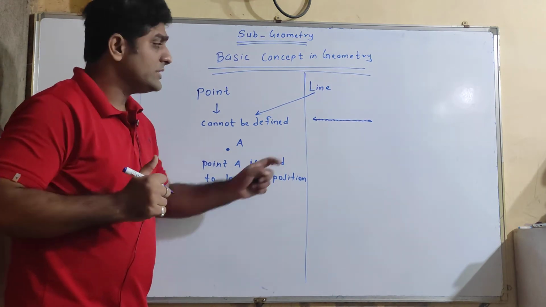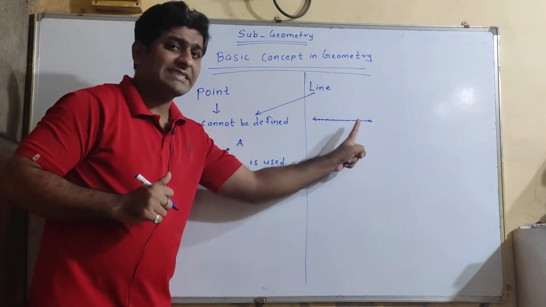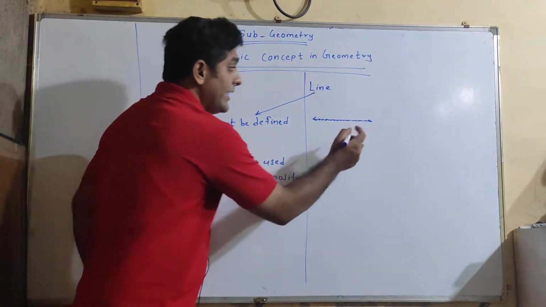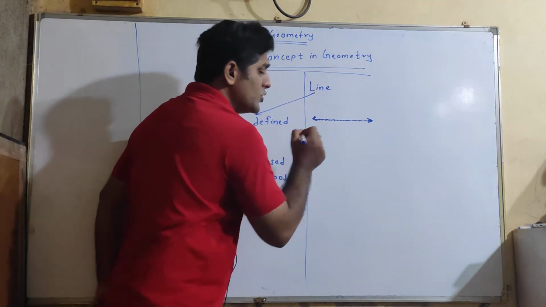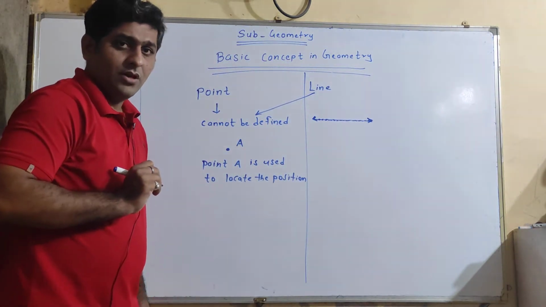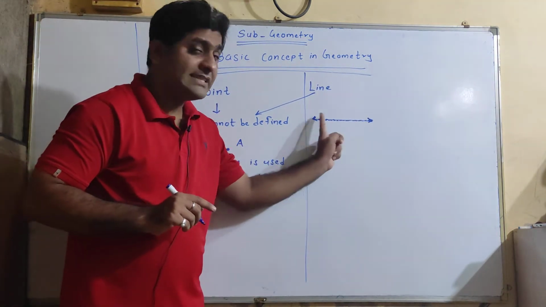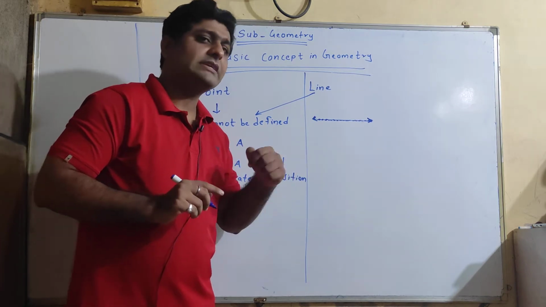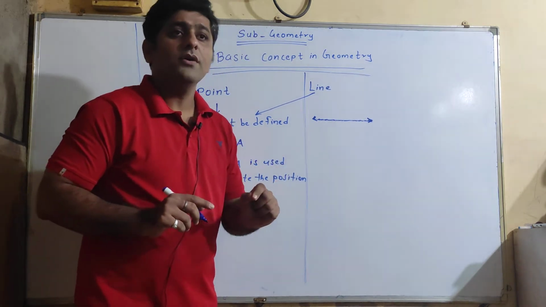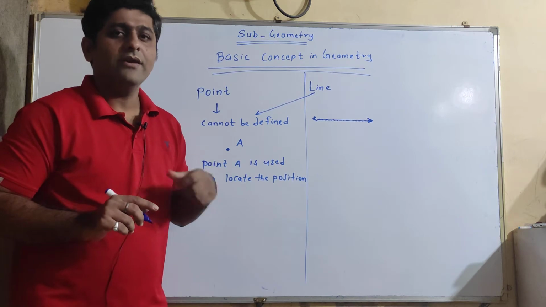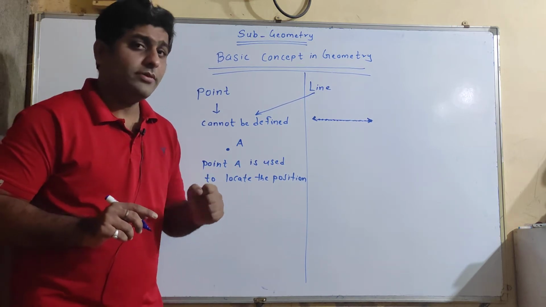And remember, students, a line can be extended on both sides. That's why an arrow is mentioned on both sides of the line. Okay, so what is the point that you need to remember over here, students? A line is a set of points which can be extended on both sides.